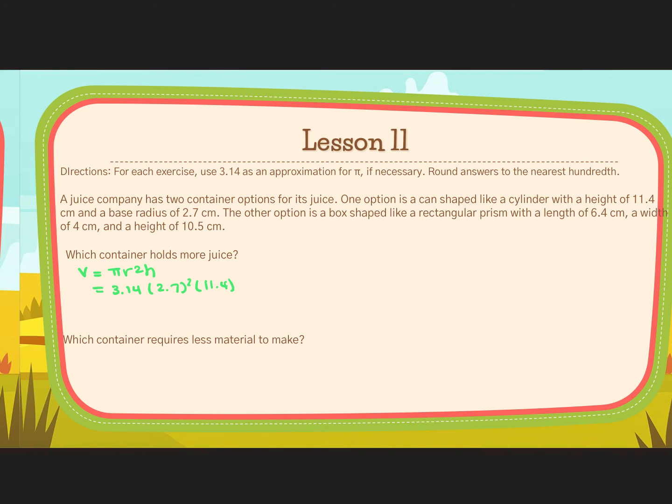11.4 centimeters. All right, so now we're going to multiply 3.14 times our 2.7 squared, and please make sure that you square that. That's something that I did see a lot of, not squaring that, times our 11.4, and that gives us the volume that is approximately 206.95 centimeters cubed. So this is for the can.